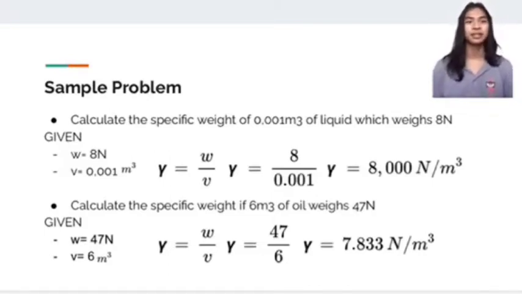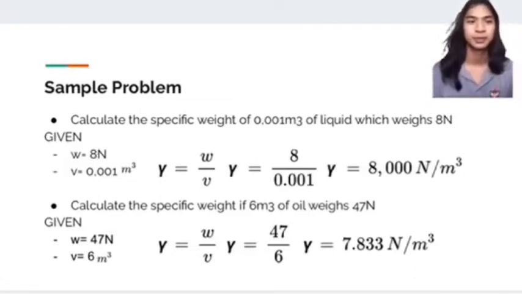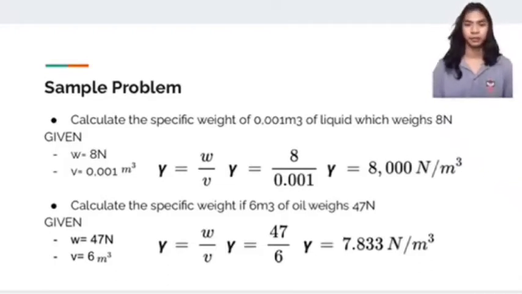Another problem, calculate the specific weight of 6 cubic meter of oil which weighs 47 Newton. Parang the same lang. Nag-substitute lang. Okay? So, the given are weight which is 47 Newton and the volume is 6 cubic meter. Same solution. Specific weight equals weight over volume. Substitute weight with 47 and the volume with 6 and we get 7.833 Newton per cubic meter.